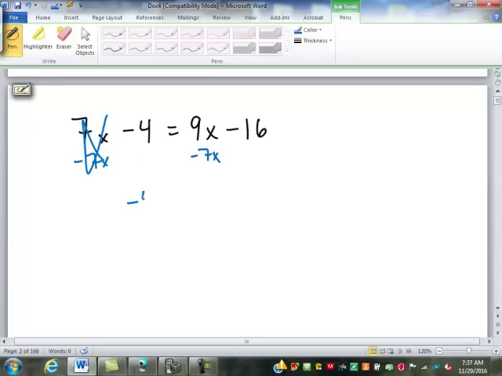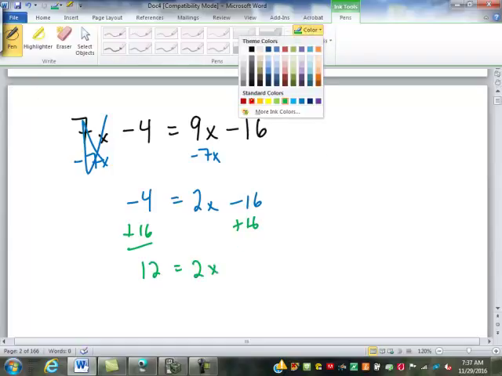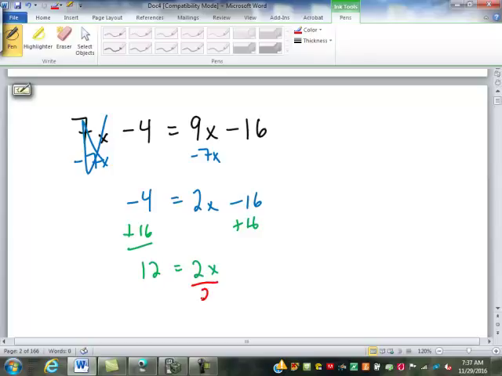So over here, I'm left with a negative 4. Over here, 9x minus 7x is just 2x minus 16. And then add 16. Negative 4 plus 16 is 12 equals 2x. And then divide by 2. 6 equals x.